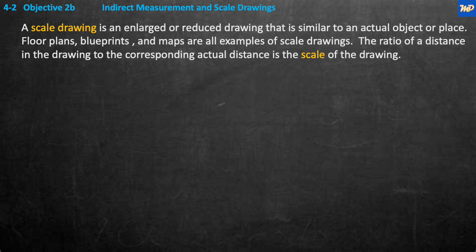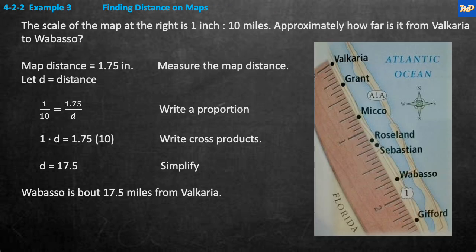So the scale might be, and I think I said it before too, a mile per inch, or a foot per eighth of an inch, or a foot per quarter inch. But that's like a scale. So for every quarter inch you draw on the paper, that would be equal to a foot or something of that nature. Okay. Example 3: finding a distance on maps.